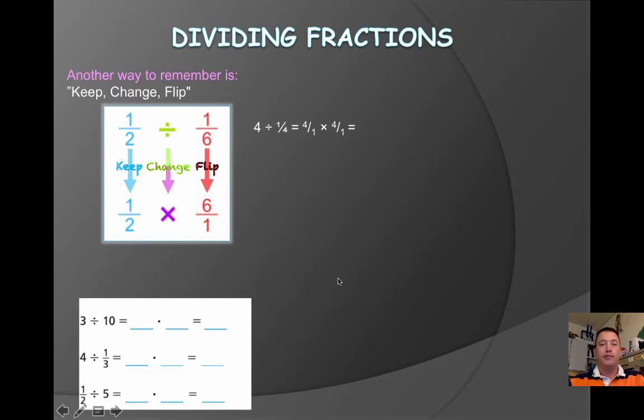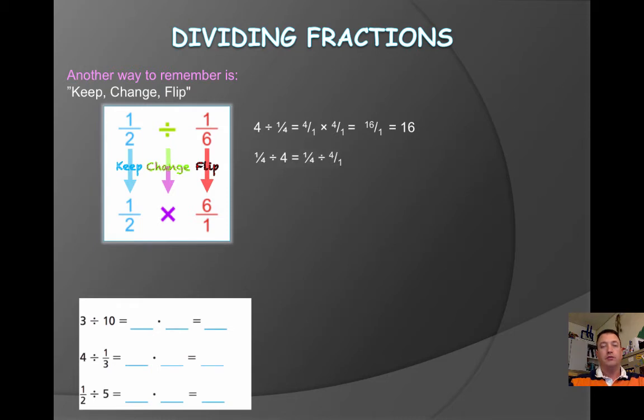We've got 4 divided by 1/4. So we would take 4 and put it over 1. That's how we do with whole numbers with fractions, as you recall. Changing division into multiplication right here. And then we've got 1/4 flips into 4/1, which equals 16/1, which equals 16. So what that means is if I had 4 1-foot boards and I wanted to take 1/4 of each of them, I'd have 16 pieces by the time I got done cutting that up. All right?